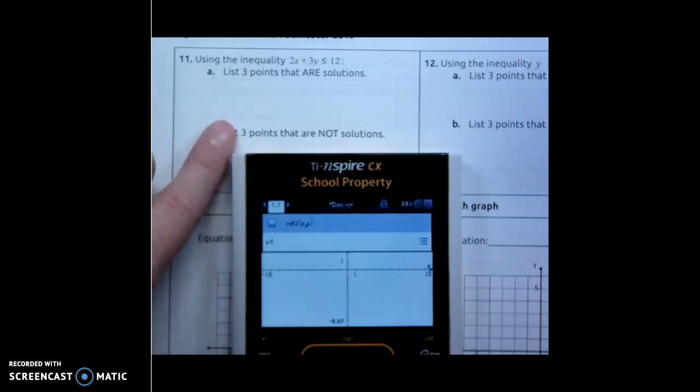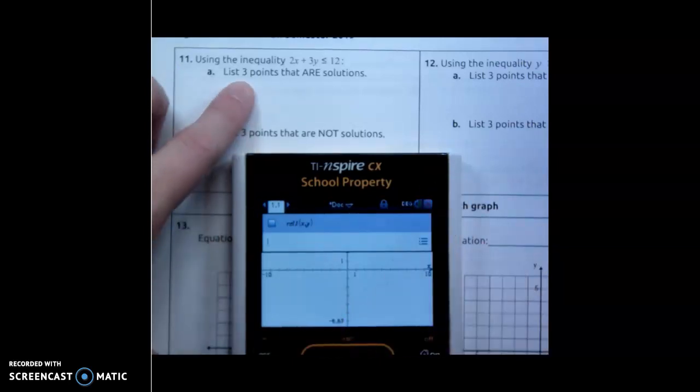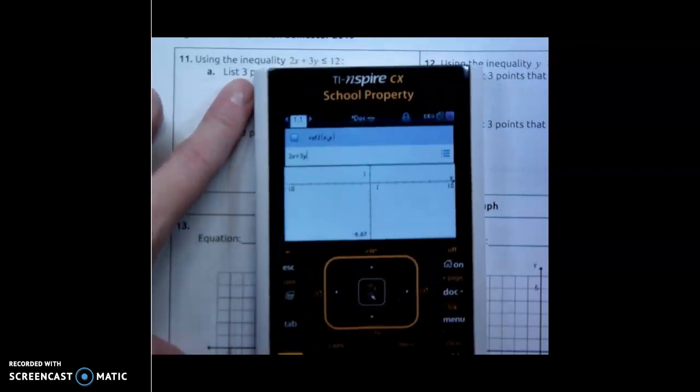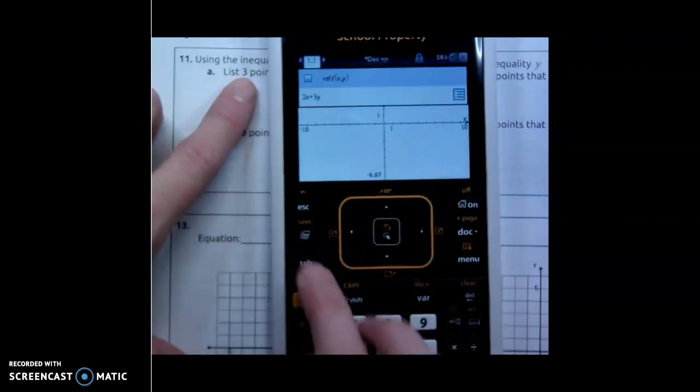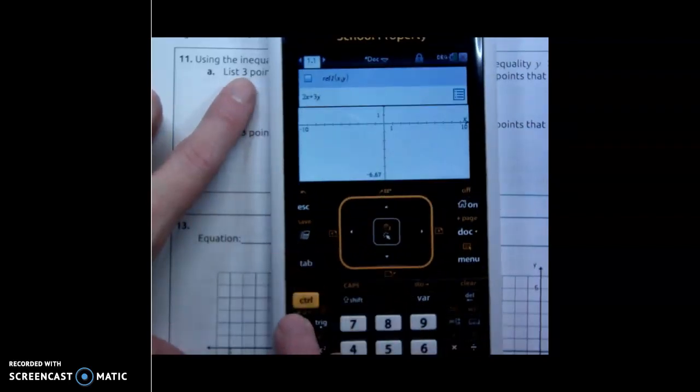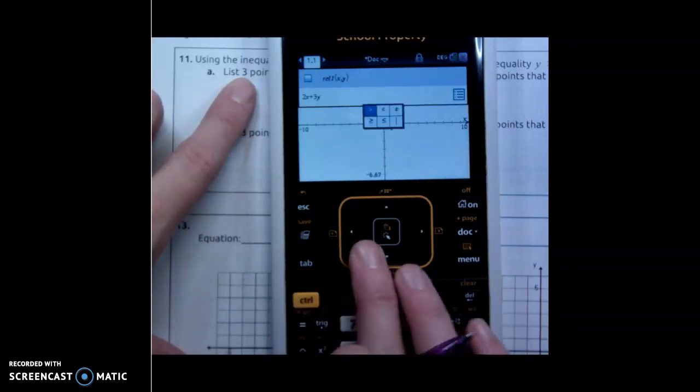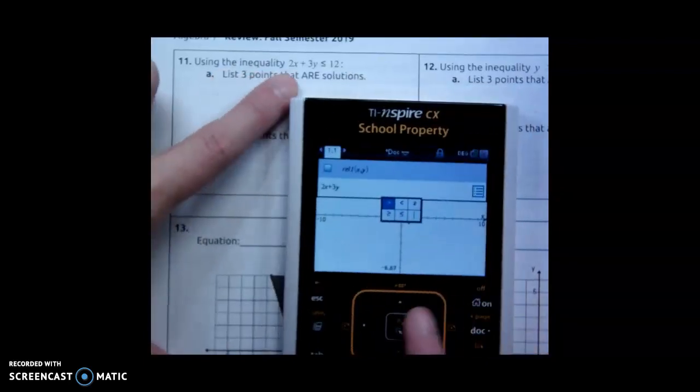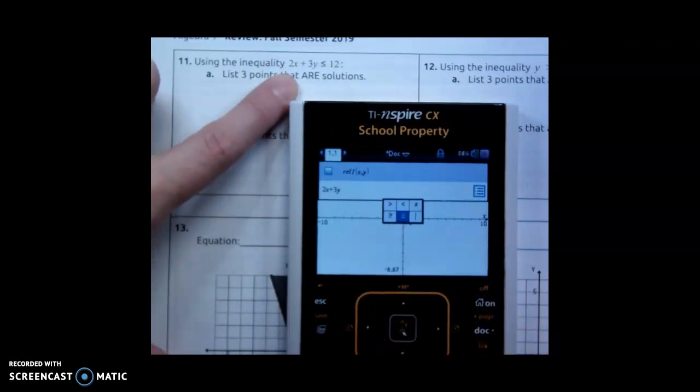Okay. Did not work, so let me try that again. Okay, so now it should work. All right, so we have a relation, and so we type in exactly what we see. We have 2x plus 3y is less than or equal to 12. So don't forget, in order to find those symbols, you hit control and then equals. So your symbols pop up. It's less than or equal to.